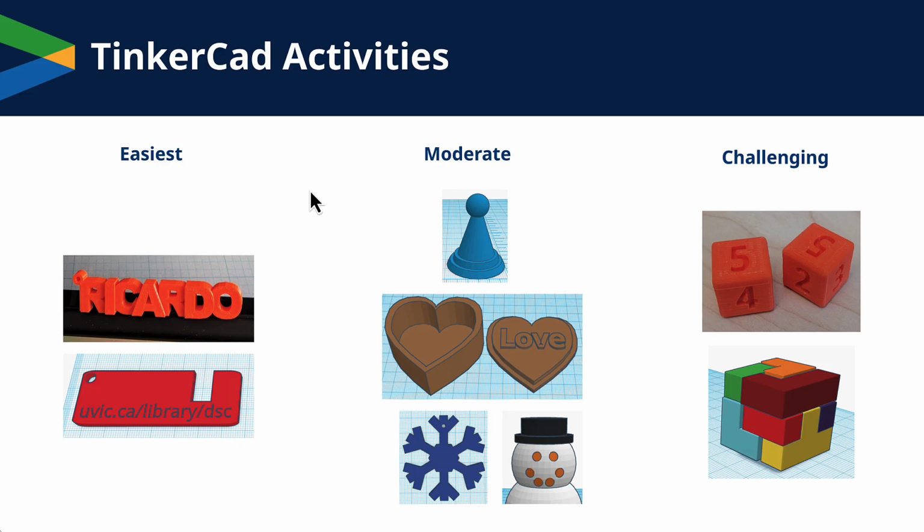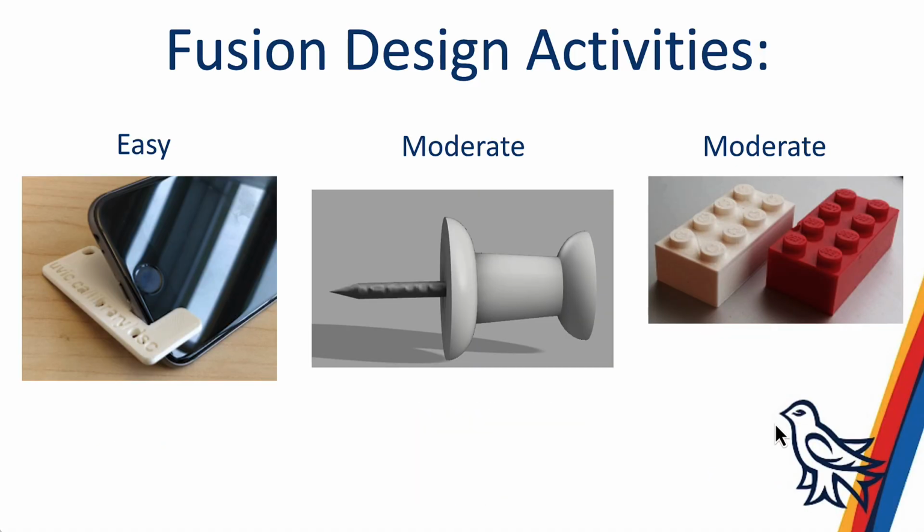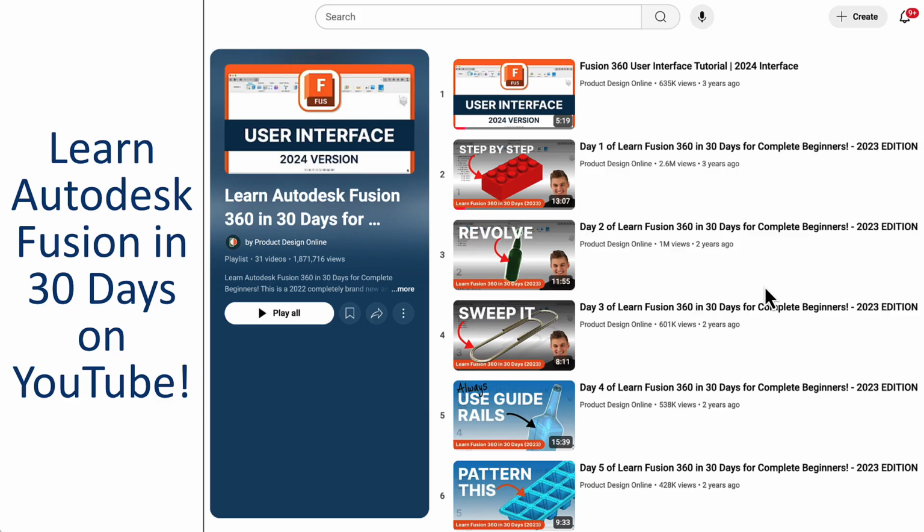So in terms of the TinkerCAD activities, the easiest ones are the keychain and the cell phone kickstand. Moderate ones would be the game pieces, the box, and the snow person and snowflake. And then the more challenging ones would be the dice, including a loaded die, and the puzzle pieces. In terms of the Fusion activities, the easiest one is the kickstand. Moderate would probably be designing a pin. And then, again, moderate would be creating some Lego pieces.